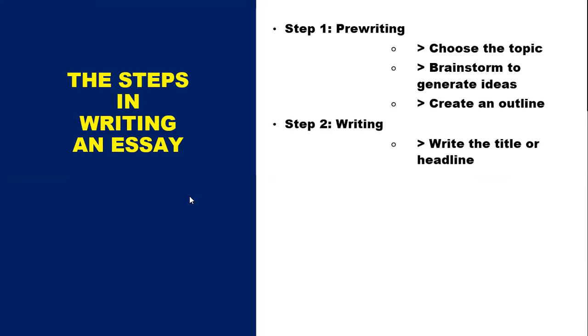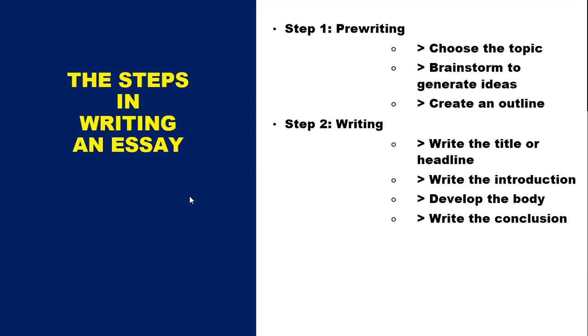Step 2, writing the essay. You begin by writing the title or headline. And then you write the introduction, you develop the body paragraphs, and then you write the conclusion. Step 3, rewriting. Rewriting has to do with revising and editing, and then proofreading. These are the steps that you need to take when writing an essay.